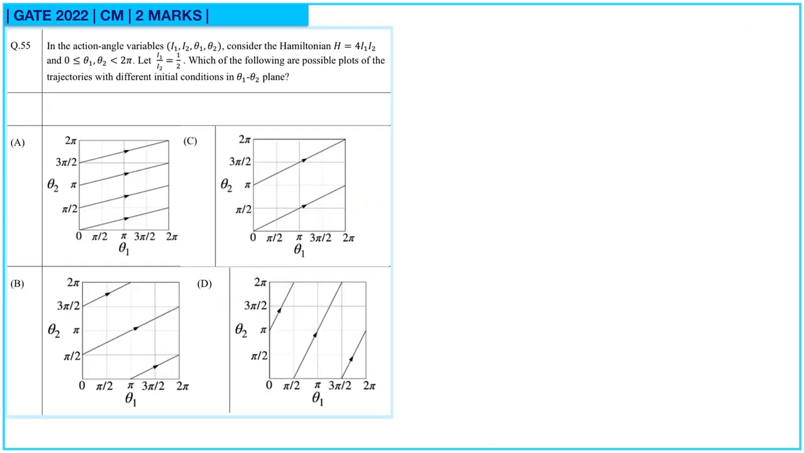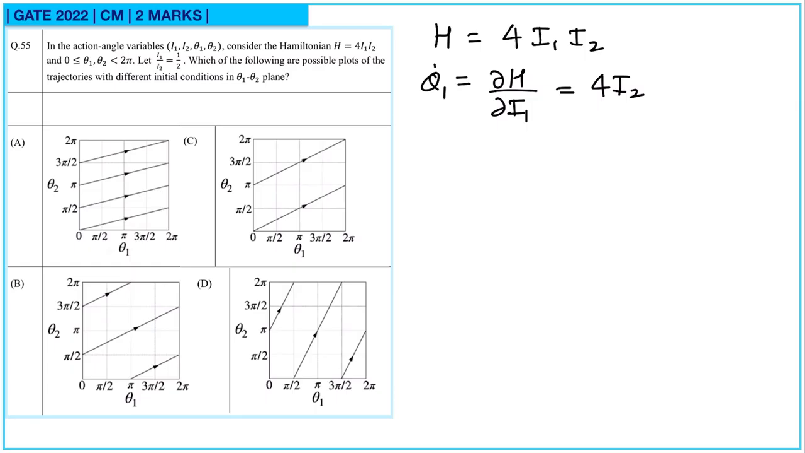Next question. In the action angle variables I1, I2, theta1, theta2, consider the Hamiltonian H is equal to 4 I1, I2 and theta1, theta2 in between 0 and 2 pi. Let I1 by I2 is 1 by 2. Which of the following are possible plots of the trajectories with initial conditions in theta1, theta2 plane? Here it is given that H is equal to 4 I1, I2. Now theta1 dot is equal to dou H by dou I1, which is equal to 4 I2. Similarly, theta2 dot is equal to dou H by dou I2, which is equal to 4 I1.